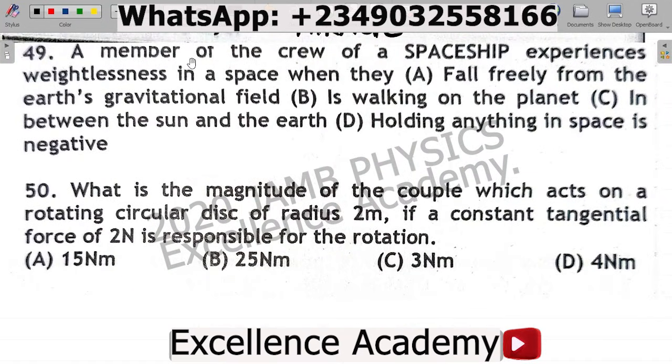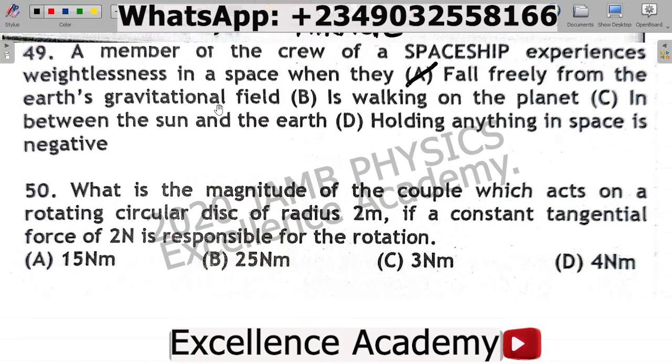Question 49. A member of the crew of a spaceship experiences weightlessness in space when they A. Fall freely from the Earth's gravitational field, B. Is walking on the planet, C. In between the sun and the earth, D. Holding anything in space is negative. So for this question here, what is the correct answer? For 49 here, the correct answer there is A, right? A member of a crew will experience weightlessness if he or she falls freely from the Earth's gravitational field.